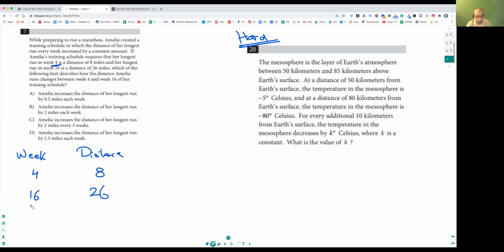So 4, 16. Let's take the difference. From 16 minus 4, take 4 away from 16, you got 12 weeks. In 12 weeks, she covered the distance of 26 minus 8, which is 18. So in 12 weeks, she covered a distance of 18 miles.